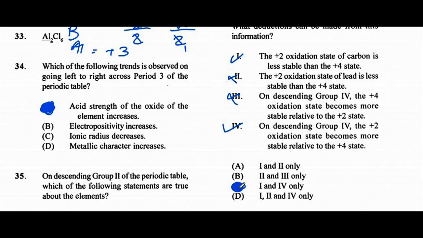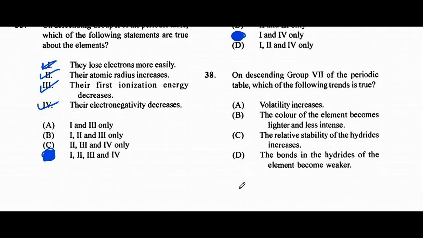38. On descending group 7 of the periodic table, which of the following trends is true? Volatility increases. No, as we go down group 7, the volatility doesn't increase, because fluorine is a gas, chlorine is a gas, bromine is a liquid at room temperature. Which one is next? Iodine. Iodine is solid at room temperature, and it's assumed that astatine, based on the trend, is solid as well.